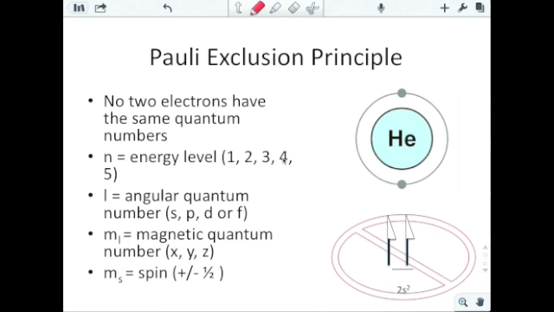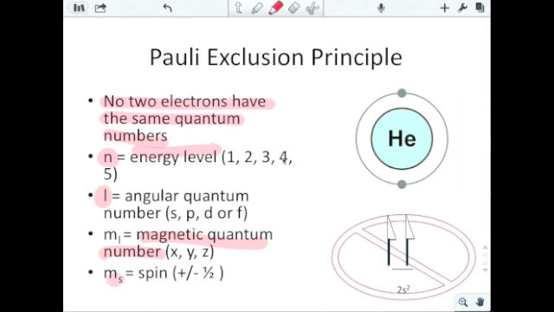Okay, let's talk about the Pauli exclusion principle. The definition of it is that no two electrons can have the same quantum number. So we're going to try to simplify that a little bit. Quantum numbers are kind of a difficult concept. We see them represented as our n value, which is our energy level, our l, which is our angular quantum number, our magnetic quantum number, and then our spin.